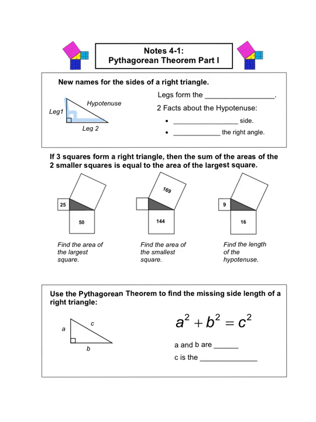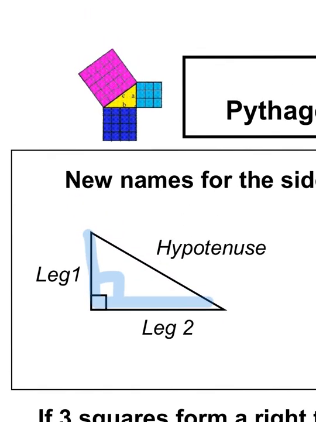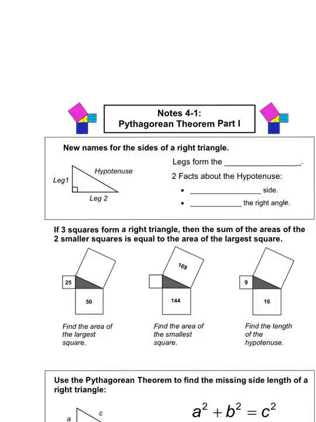And the two sides, or two legs, of that triangle, if you square them and add them together, they will be equal to the third side of the triangle squared. In this triangle, the legs form the right angle. Now there are two facts about the hypotenuse. The hypotenuse is the longest side, always the longest, and it is always opposite the right angle.